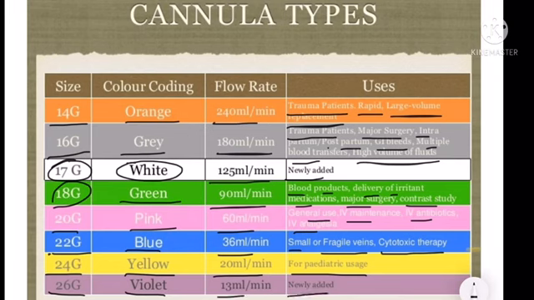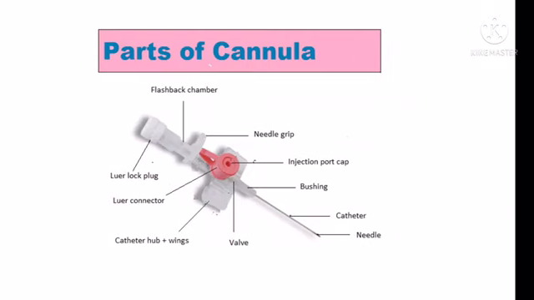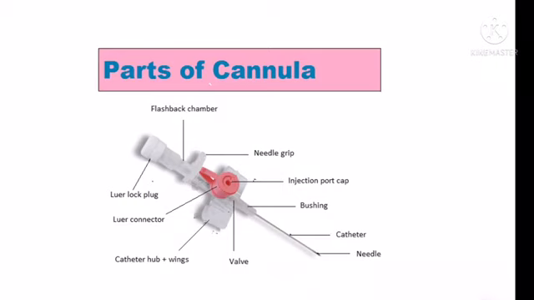it is also a newly added cannula. So next is the parts of the cannula that you must know: the needle and catheter, the bushings, the catheter hub, or we call it catheter wing, the valve that regulates the flow rate, injecting port if you want to inject some additional drug into the vein, then we inject in this injection port by using syringe, the needle grip and lower lock plug, lower connector, and flashback chamber. So these are the parts of cannula.